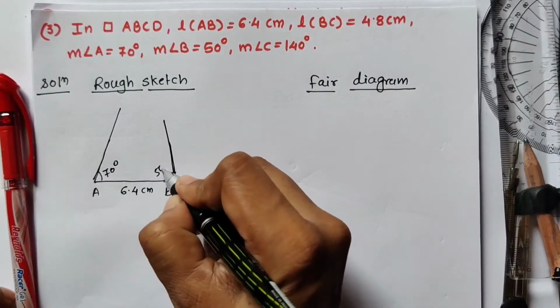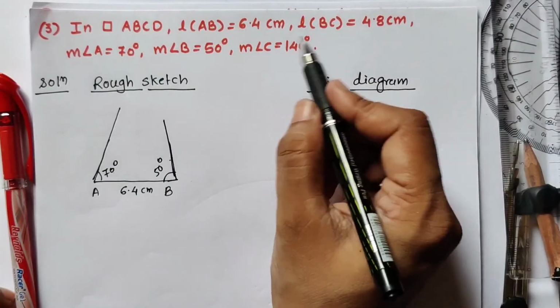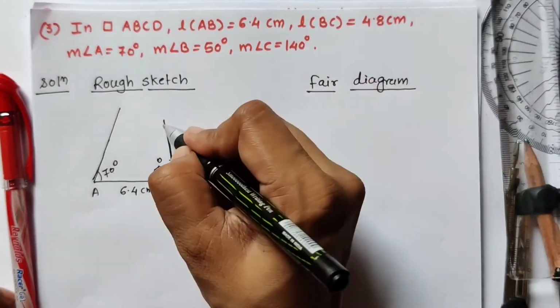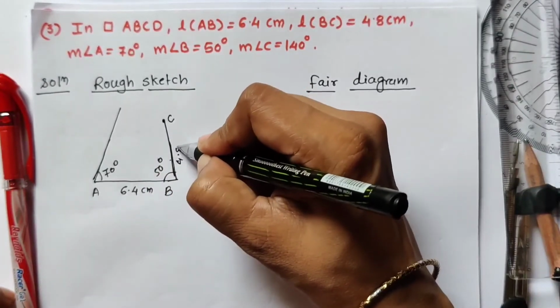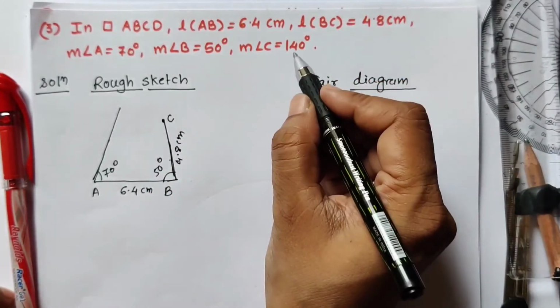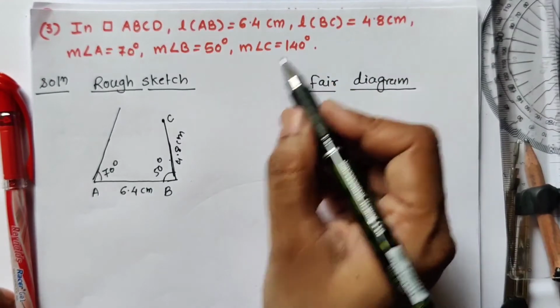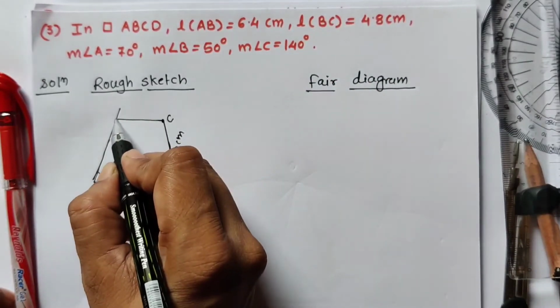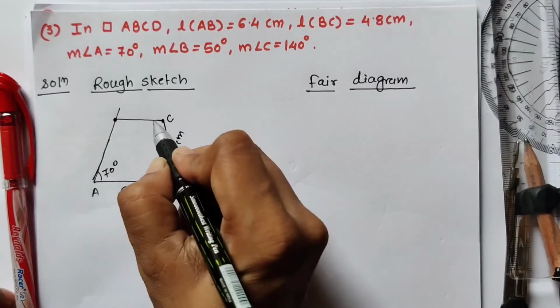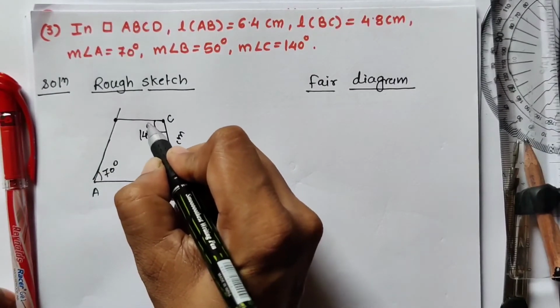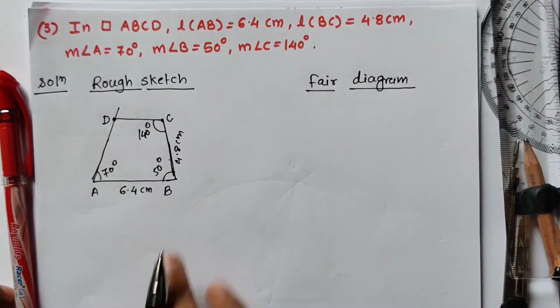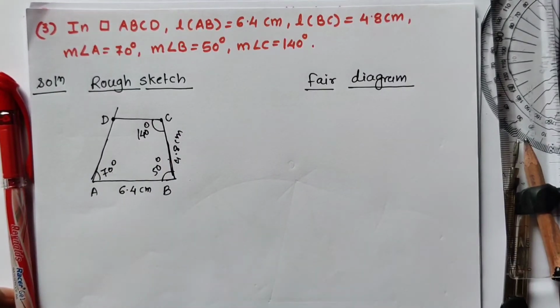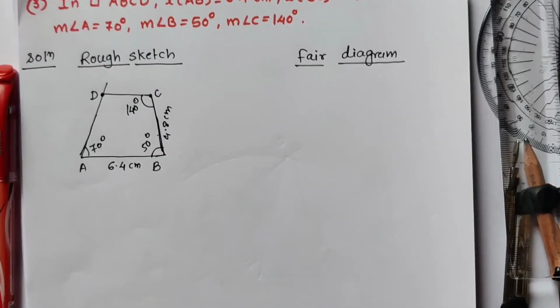This is 50 degree. And then BC is 4.8. So here it will be BC 4.8, and from C we have to draw a ray of 140 degree. So from C we will be drawing a ray. This is 140 degree ray, and then A, B, C, D. This will be point D. In this way we have got our rough sketch. Now we will try to draw fair sketch with exact measurement.